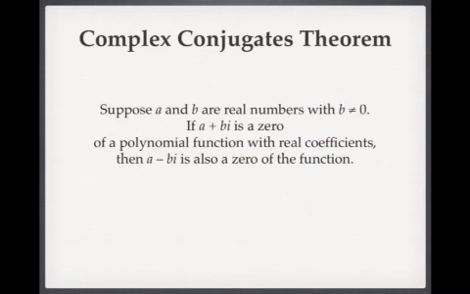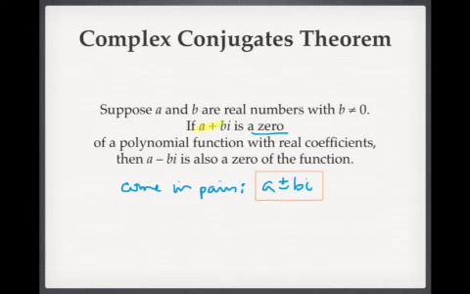All right, keep going. Here's the complex conjugates theorem. It says, suppose a and b are real numbers with b not equal to 0, meaning you do have a complex number. If a plus bi is a zero of a polynomial function, then a minus bi is also a zero. So they come in pairs. So if a plus bi is a zero, then a minus bi is a zero. They're going to come together. So if you're given one of them, then you know the other one has to be there as well.